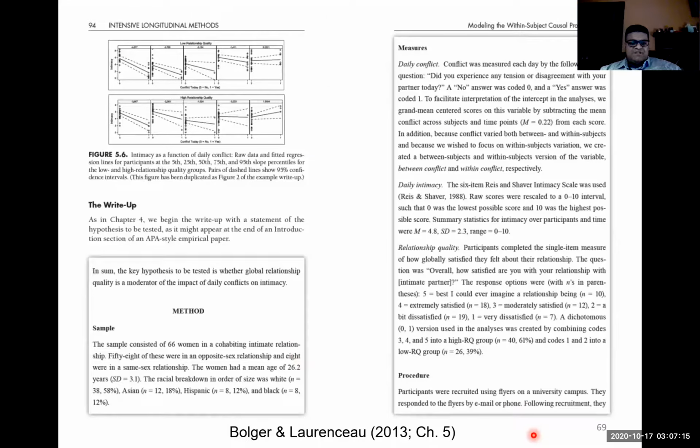This slide is just depicting a portion of a write-up in chapter 5 of our book for this example, showing you how we might write the results up of this example in APA format, including some figures and including the table that we showed earlier. So if you want to see an example of how this might be written up and explained to an audience, you can check that out.